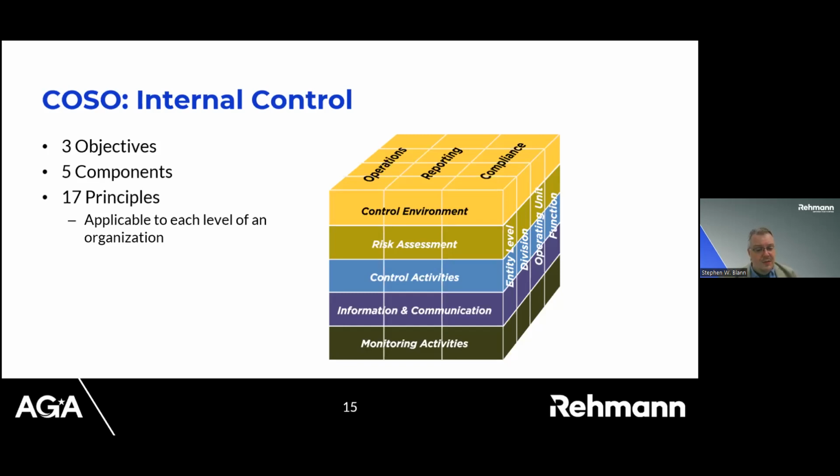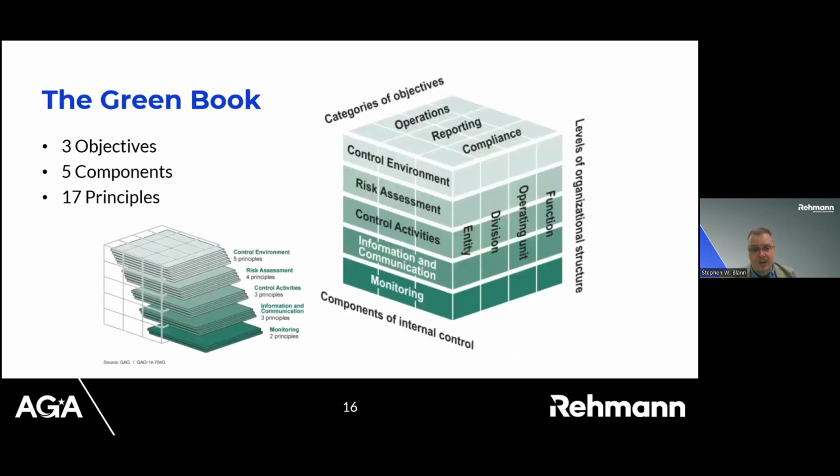You may be less familiar with the title, the Green Book, but you'll notice a very similar looking graphic. The Green Book is the GAO's effort to take COSO and apply it into a public sector context. So it's the same 3 objectives, it's the same 5 components, and it's sliced down into the same 17 principles as the COSO report.